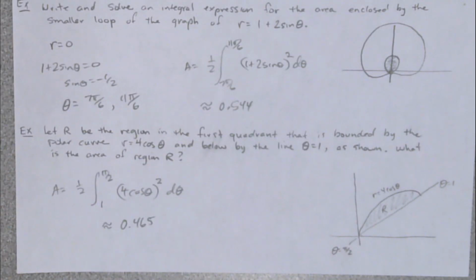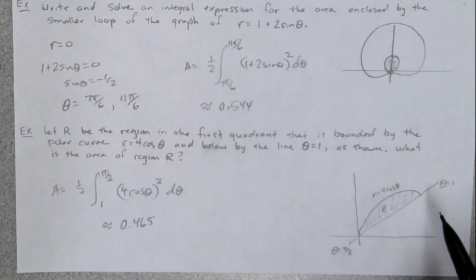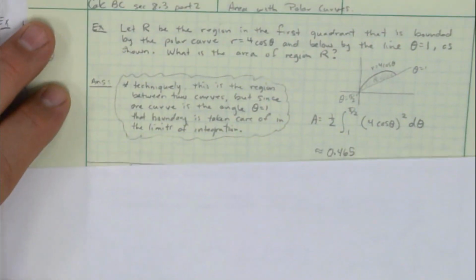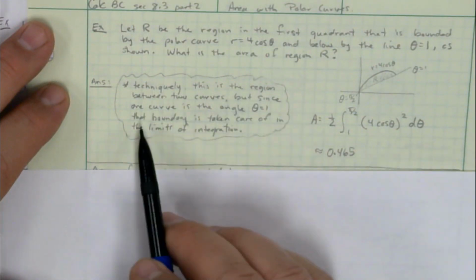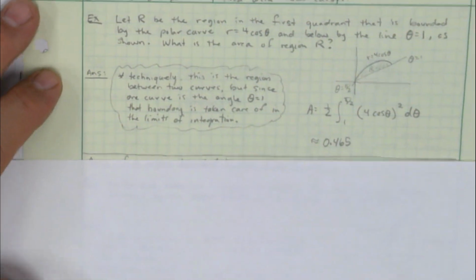Okay? So again, this is technically the region between two curves. And so now we're going to officially go into that region, and I'll also show you the notes I had for this problem as we go through it. So there's the original problem, the notes I wrote, which is what I was saying. This is a region between two curves, but since one curve is the angle 1, the boundary is taken care of in the limit of integration. So let's take a look at this one.